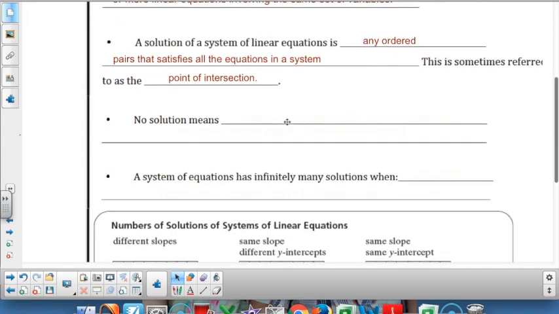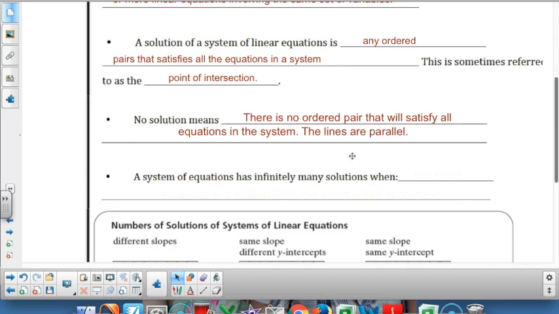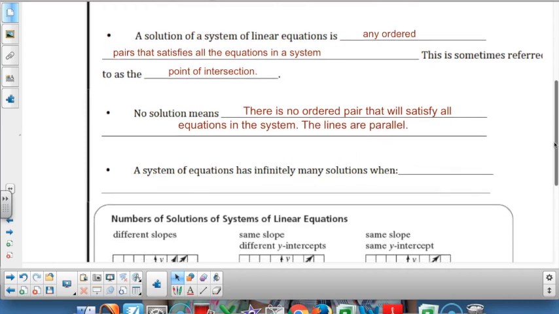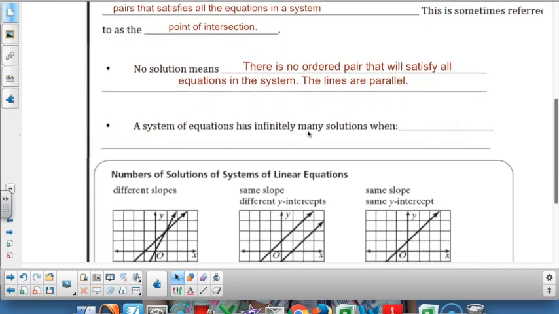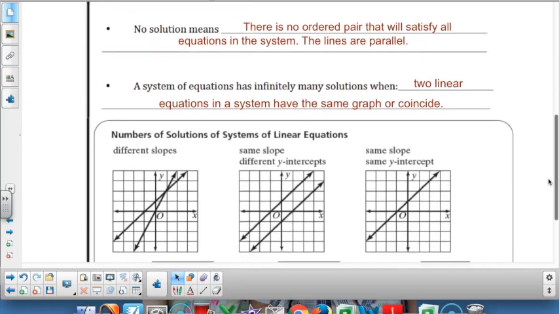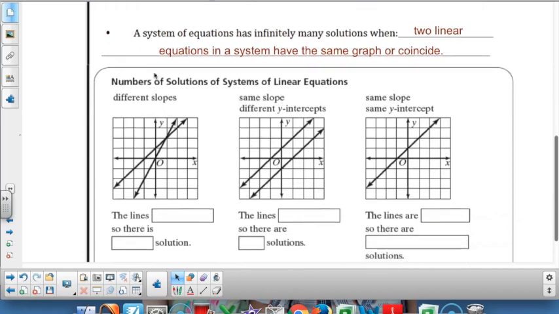Now, not every system of linear equations has a solution. If you have no solution, that means there is no ordered pair, no set of numbers that will satisfy all the equations in the system. Graphically, the lines are going to be parallel. We also have an option of a system of equations having infinitely many solutions. This happens when your 2 equations, when graphed, have the exact same graph, or they coincide, is another way we might say that. So here are examples of what that would look like.